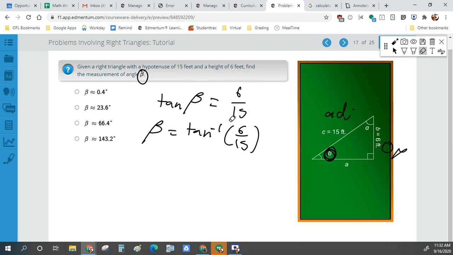Cotangent and all those are the reciprocal functions. They're not inverses. I know it's confusing, and honestly, I hardly use reciprocal functions. They're used way later on, but for the most part, you can always just substitute with the reciprocal of one of the three functions. So here, I'm just going to plug this into my calculator.